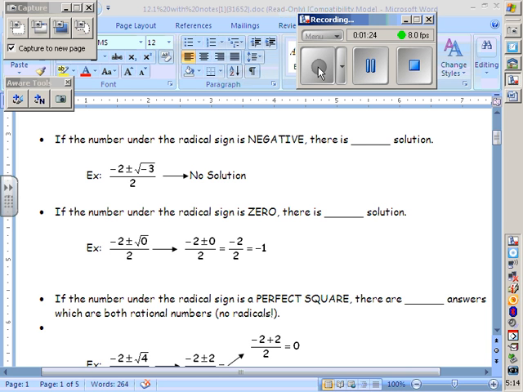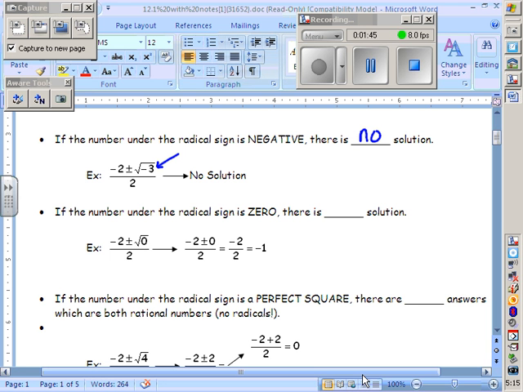As you may recall from previous lessons, anytime you have a negative sign underneath your radical, there will be no solution. And underneath the radical is the discriminant. So anytime your discriminant is a negative number, that means no solution. You cannot have a negative underneath a radical.